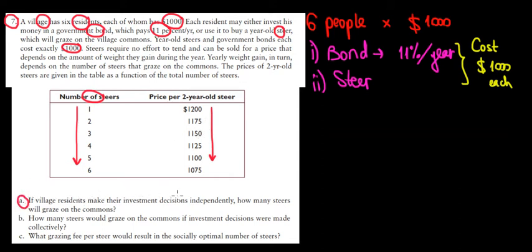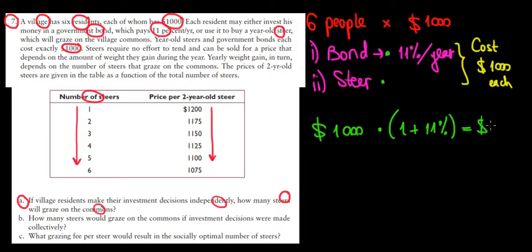If the residents make their investment decisions independently, how many steers are there going to be on the commons? Okay, so we have the data over here, 6 people that can invest $1,000, and we have these two options. Because they decide independently, we have to compare the benefits for every person. And that person can invest either in one steer or in one bond. So if they invest in the bond, let's see what's going to be the result from that. $1,000 would return 11%. So the result would be 1 plus 11% over here, meaning that they would get $1,110.